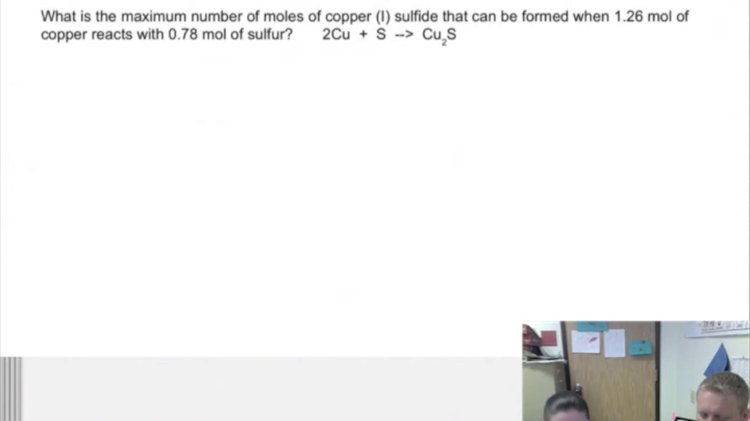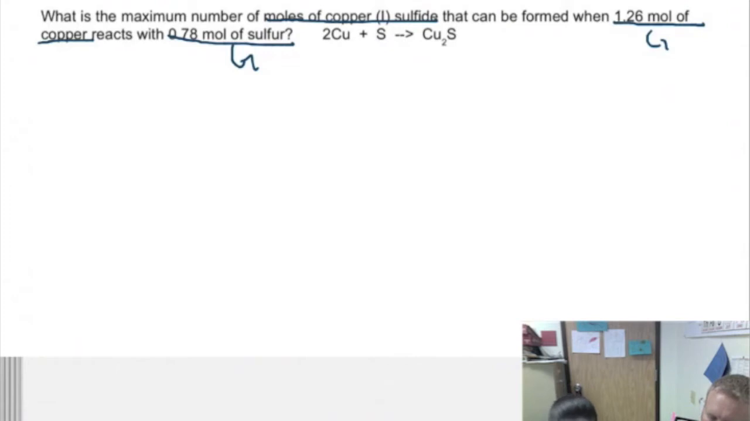Okay, so guided practice. Again, we're going to go through and identify our givens. We've got 1.26 moles of copper, so that's one given. The other given is the 0.78 moles of sulfur. And what do I want? The maximum number of moles of copper(I) sulfide.